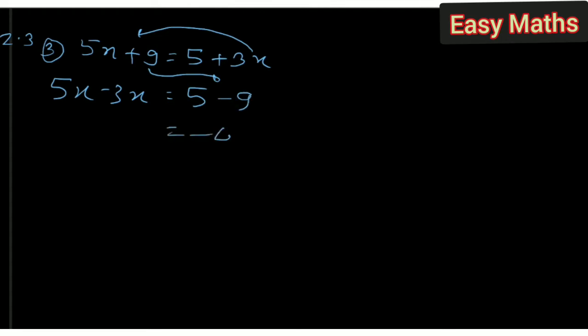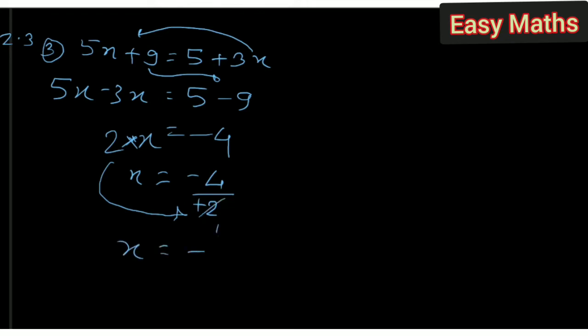So it will be minus 4 and here it will be 2x. Now there is multiplication between 2 and x, so this multiplication will become division here. Multiply, 2 will divide here. So now again plus minus is minus, and 2 ones are 2, 2 twos are 4. So the final answer is minus 2.